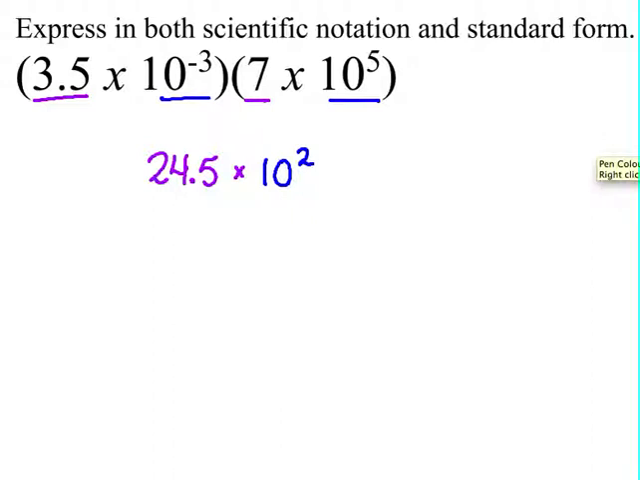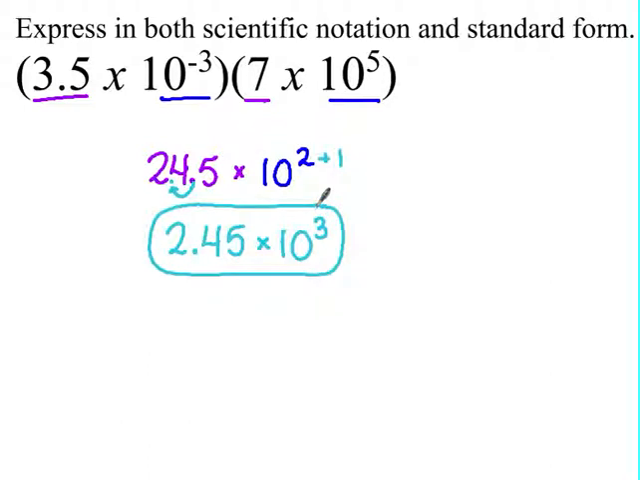This isn't between 1 and 10, so I actually have to change this to scientific notation again. So here's the decimal. In order to make that a number between 1 and 10, where do I have to move it? Once to the left. Now, since I've moved it to the left, am I going to add 1 or subtract 1? Add 1. Okay, because it's a number bigger than 1 to start with. Okay, so my new answer will be 2.45 times 10 to what power? The third. Now that is in scientific notation.